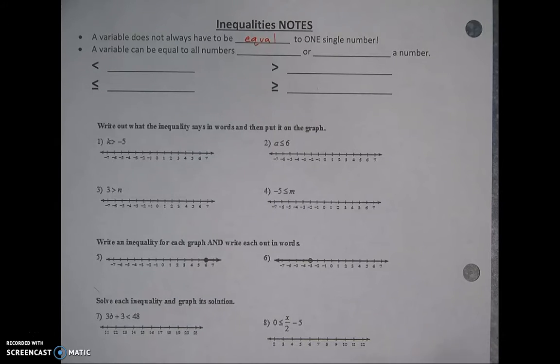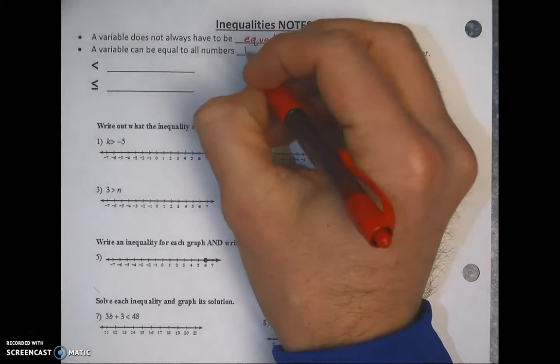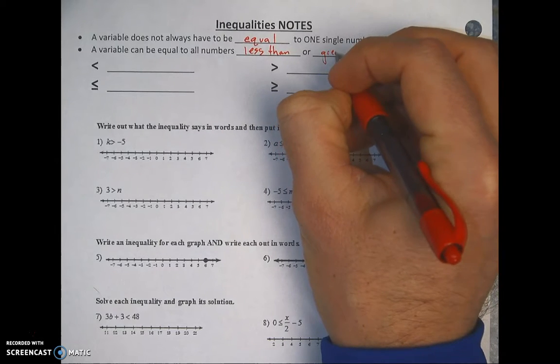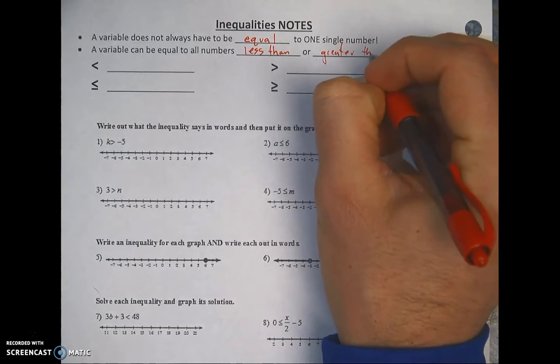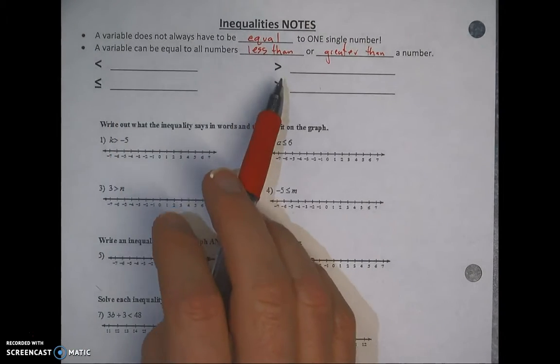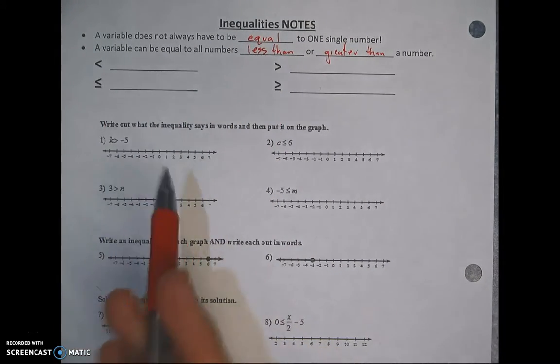So the second line, a variable can be equal to all numbers less than or greater than a number. It can be equal to all numbers greater than 5 or all numbers less than -2. Okay, a wide range, and whenever we see that, that's an infinite number because all the numbers greater than 5 go on and on forever, and all the numbers less than -2, they go on and on forever in the negative direction. So when we look at these signs, if we're going to write out what they say in words, we're reading it from left to right.